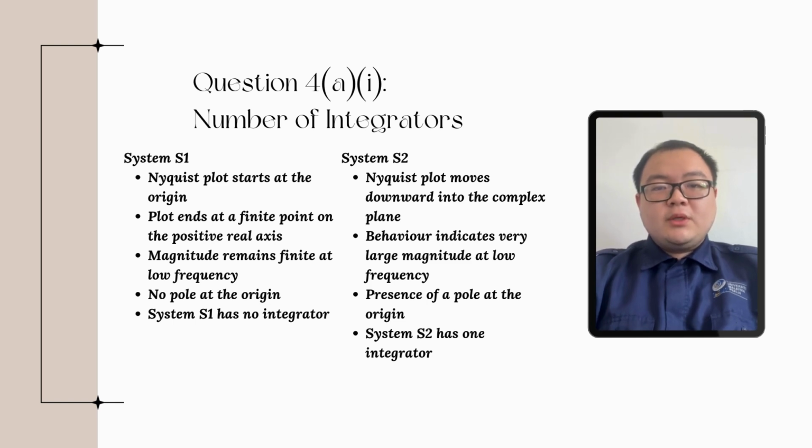For system S2, the Nyquist plot moves downward into the complex plane as the frequency increases. This behavior indicates the presence of a pole at the origin, which represents an integrator. Therefore, system S2 has one integrator.